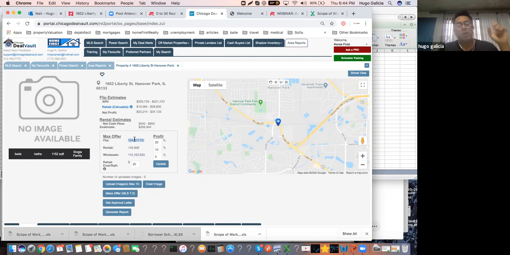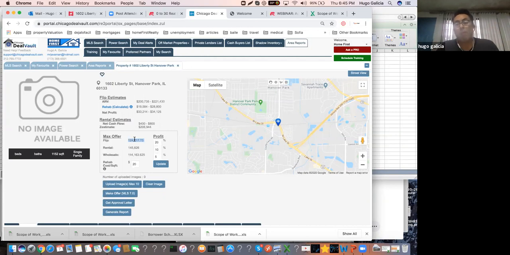So right now they're asking 111. DealVault tells me that the most I should pay is 124. So I'm liking it so far, right? Because the numbers are right there. I don't need to compute. I don't need to think. I don't need to do anything, right? The numbers are right in front of me. So now let's go into the next step.